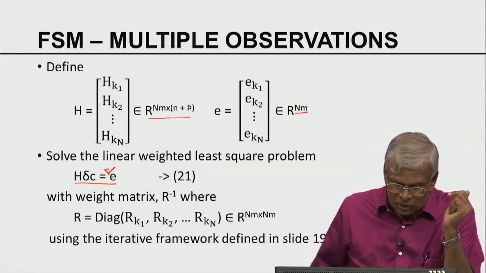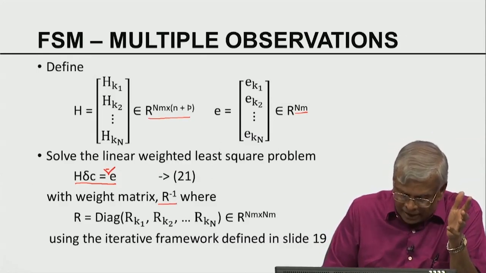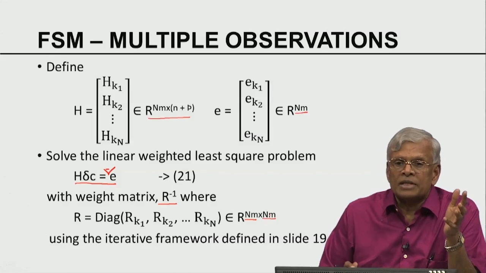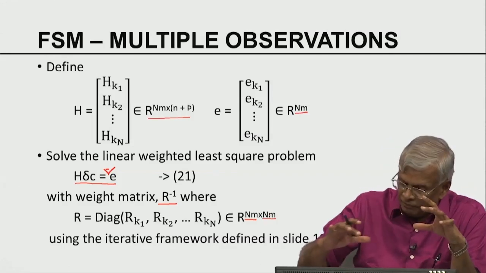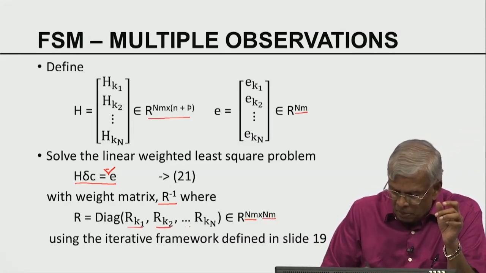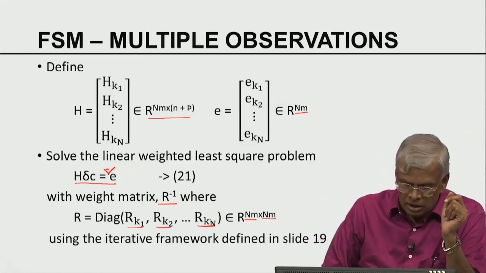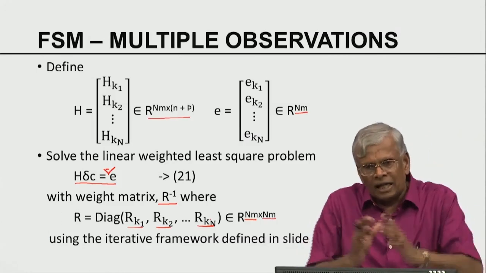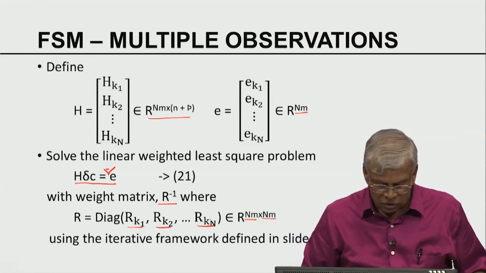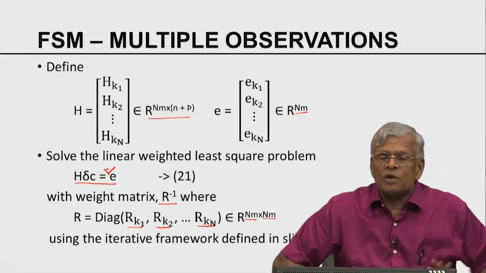I can solve this as a weighted linear least square problem. The weight matrix is R inverse. R inverse is simply a diagonal matrix. R inverse is a matrix of size nm cross nm. So, each of the n matrices are put along the diagonal of a matrix R. This R will be a collection of all the covariances of observations at each time. So, it's a gigantic matrix, and you can formulate this as a linear least square problem.